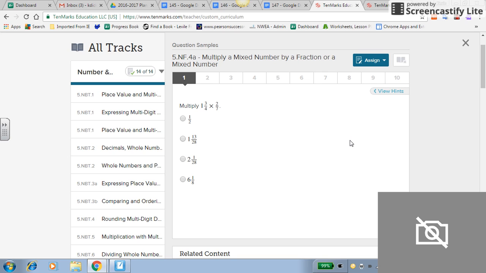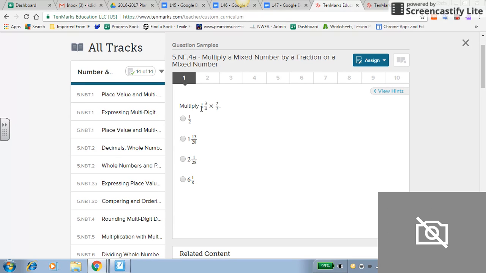All right, guys, for this week's 10 marks, I know we've been dividing in class. Both of these are going to be multiplying this week, so it's a little bit of a review for you so you don't forget how to do it. The first one is called multiply a mixed number by a fraction or a mixed number.